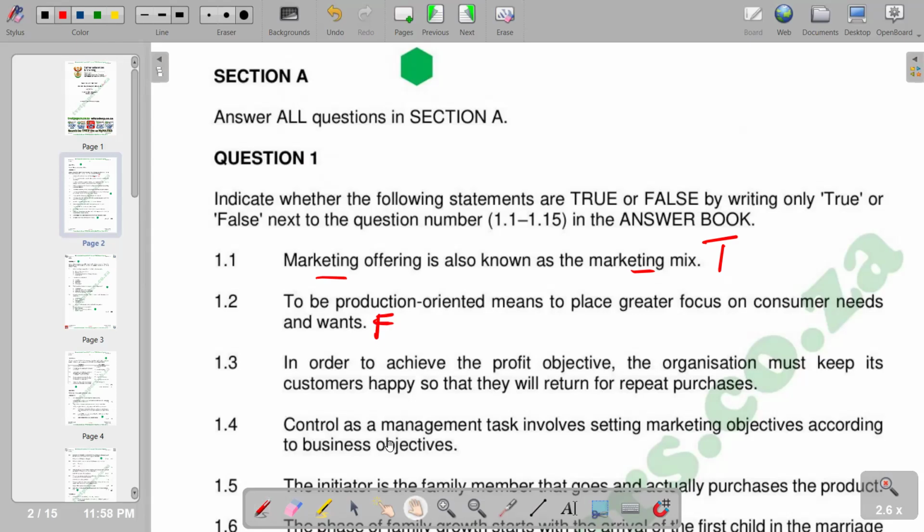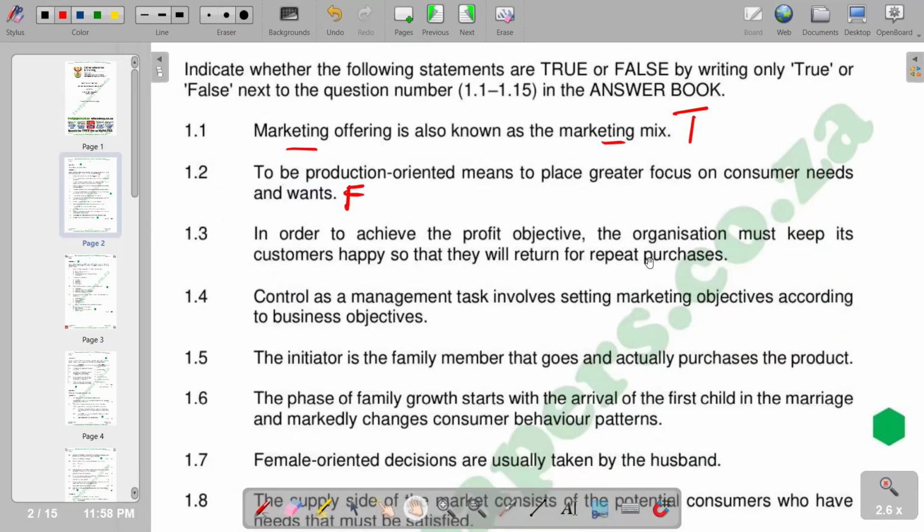Then we go to 1.3. In order to achieve the profit objective, the organization must keep its customers happy so that they will return for repeat purchases. To meet the profit objective, you have to maximize your revenue and your sales. If customers are retained and come for repeat purchases, the sales figure is going to increase, widening the gap between revenue and expenses. So that makes our 1.3 true.